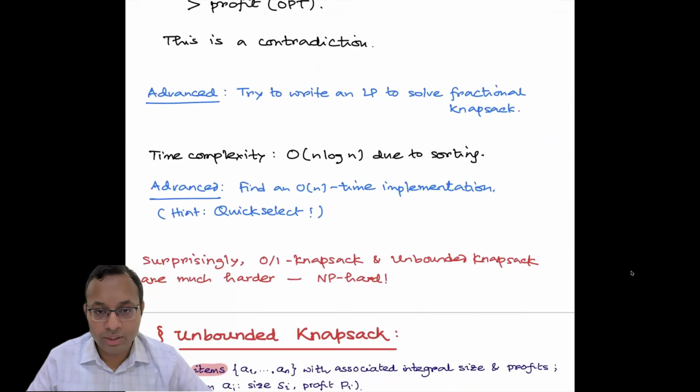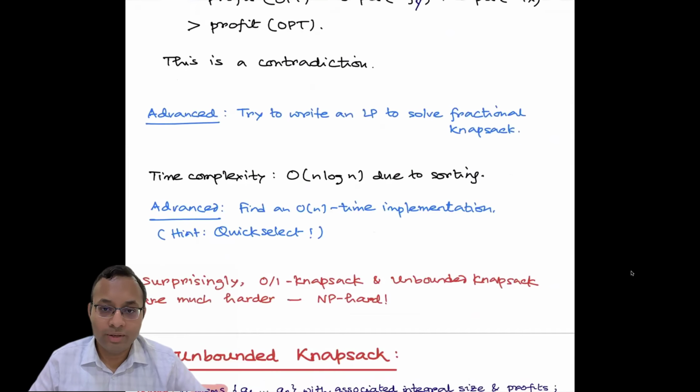I have not talked about linear programs, but those of you who know about linear programs can think about how to write a linear program to solve fractional knapsack. It's an advanced question only for those of you who know about this. And the time complexity is quite simple here. We're just sorting the items based on profit density, and that will take n log n time for the sorting itself. There is an advanced question: you can use quick select. Again, I have not talked about quick select, but if you know about that, then you can have a linear time implementation of the algorithm.